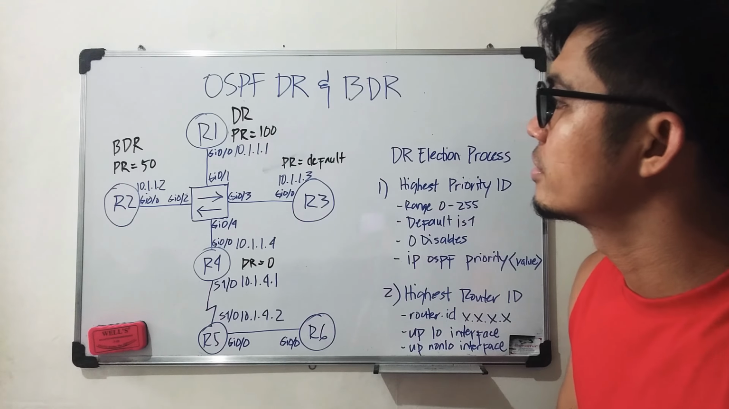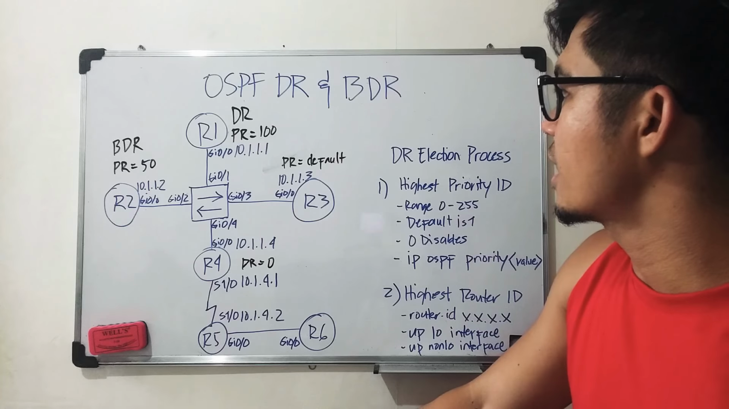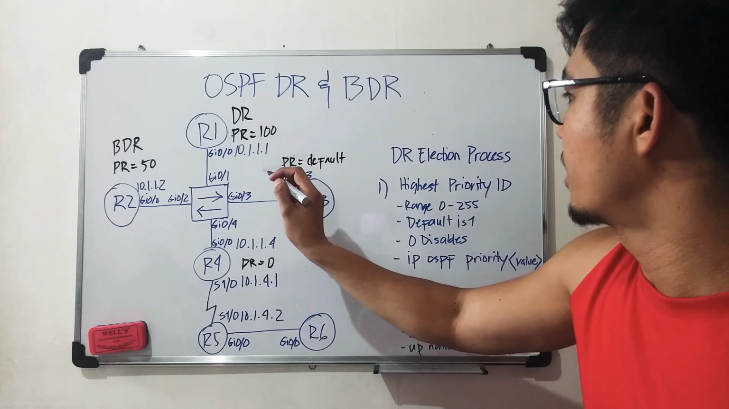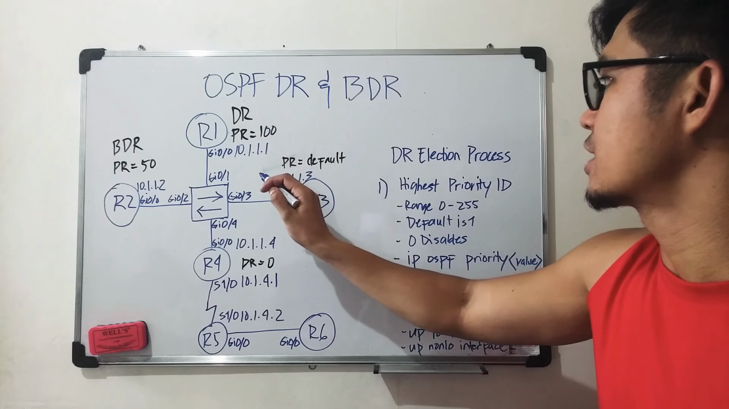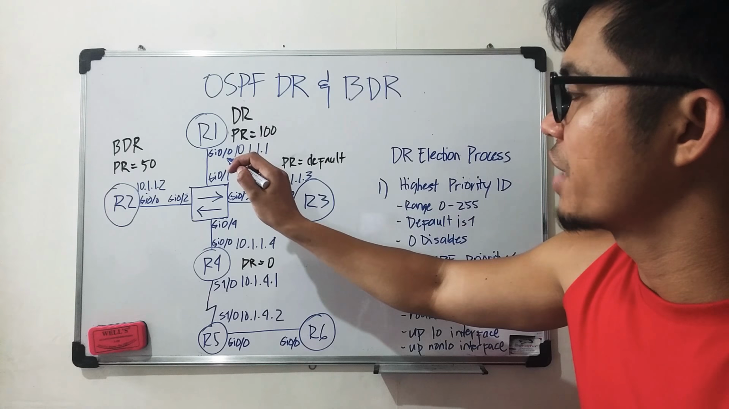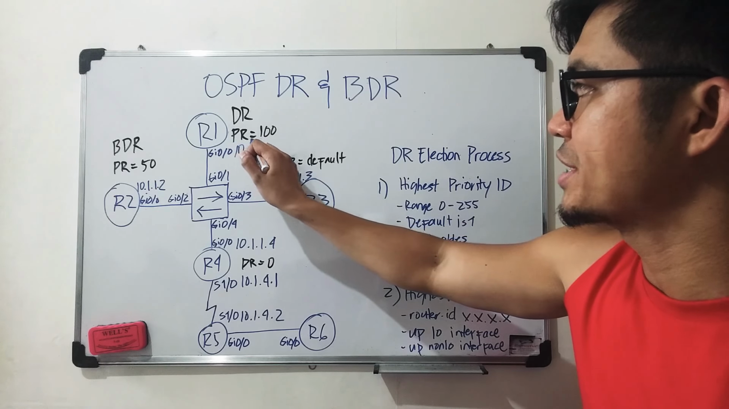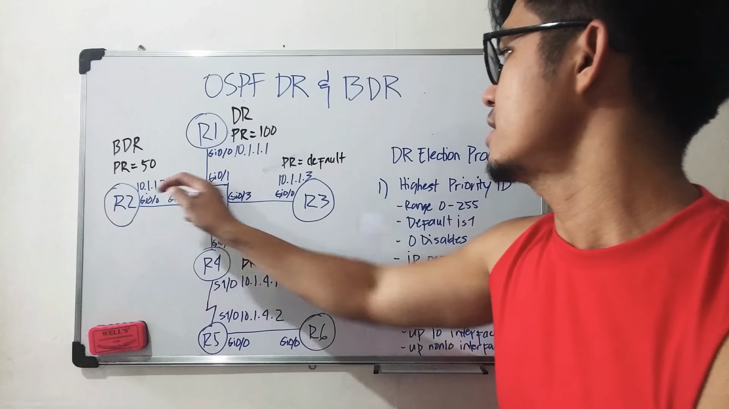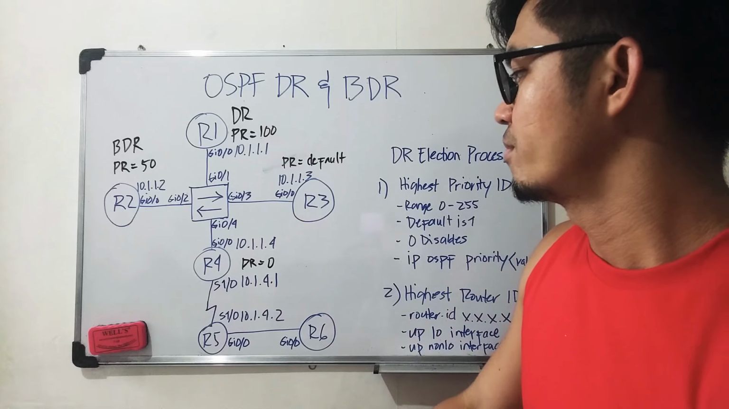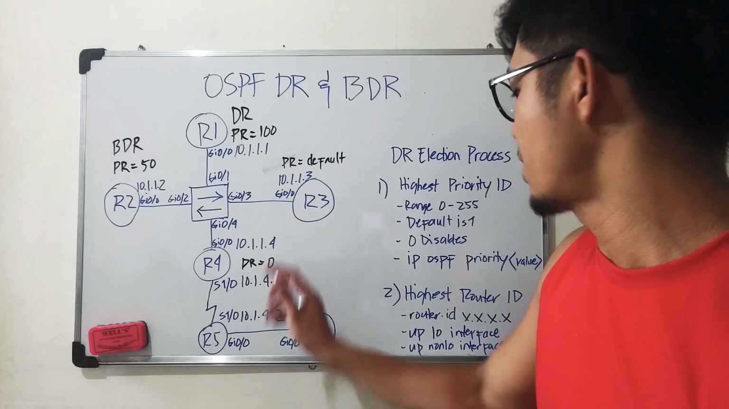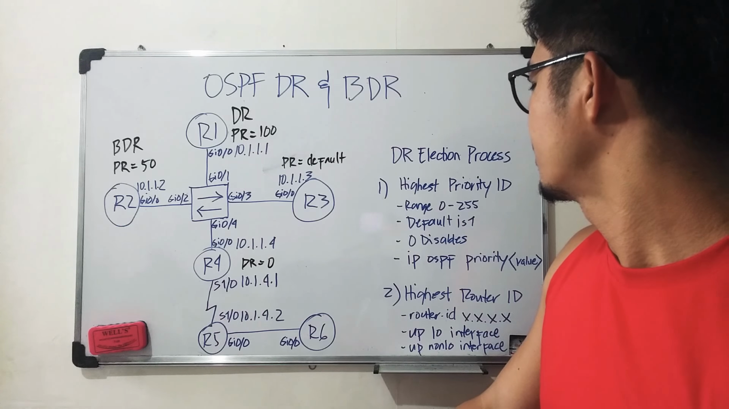So let's go back here. So I've written DR, BDR, because as we have discussed here, DR is elected based on the highest priority. So of course I've configured priorities for these routers. So router 1 has a priority of 100, router 2 has a priority of 50, and router 3 its priority is set to default, and R4 its priority is set to 0, which disables it from the election.